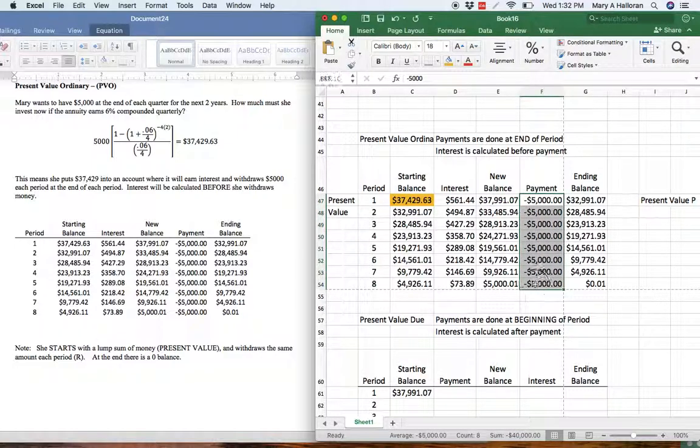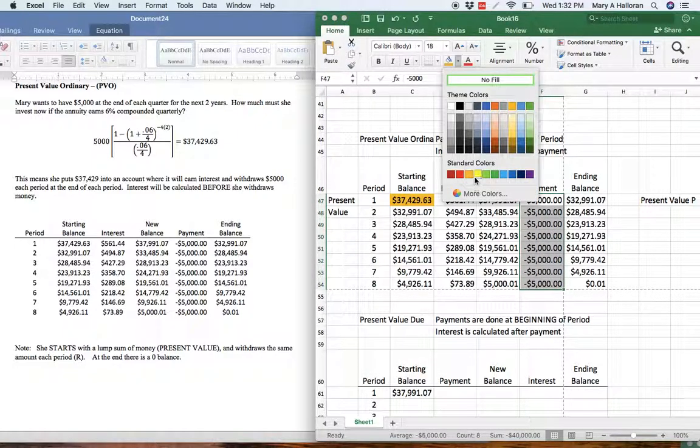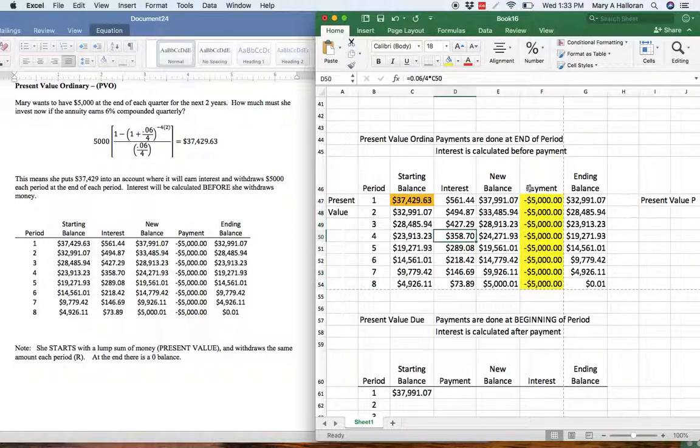Here were my monthly payments. Do you see? $5,000 got repeated every period. That was a repeated amount. Present value was a one-shot deal. And that's just this table here.